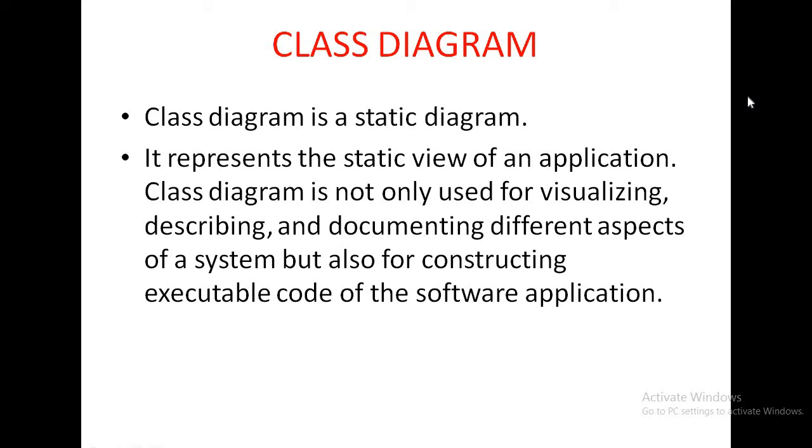So what basically is a class diagram? First point is, it is a static diagram. Static diagram means it does not represent the dynamic aspect of the software. It does not describe the dynamic behavior of a software. Dynamic behavior means how the control flows from one part of the program to another part of the program.